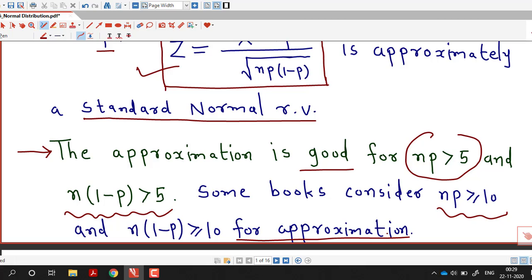So we will remember this rule of thumb, that if np is greater than 5 as well as n(1 - p) is greater than 5, both are required. If np is greater than 5 and n(1 - p) is also greater than 5, then the normal approximation is good for binomial distribution.